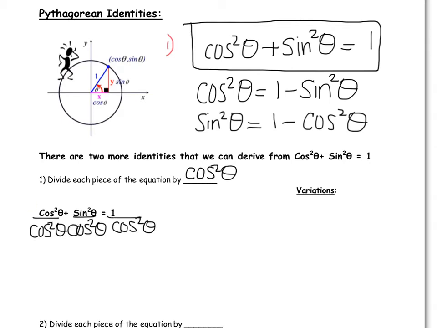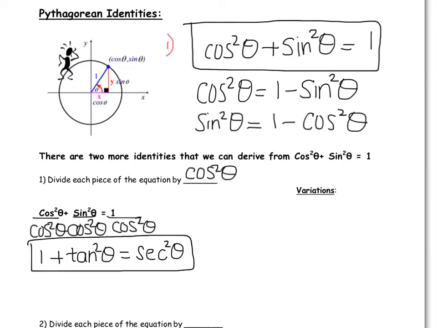Okay, so cosine squared divided by cosine squared, we know that that's 1. And we know that sine squared divided by cosine squared is tangent squared. And we know that 1 divided by cosine squared is simply secant squared theta. So this guy right here is my second Pythagorean identity.